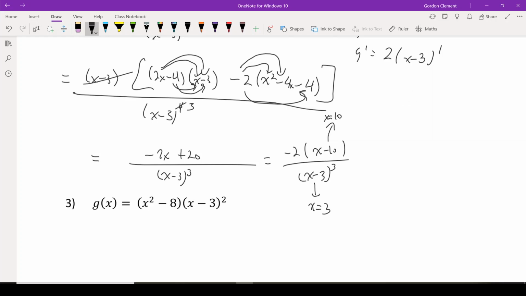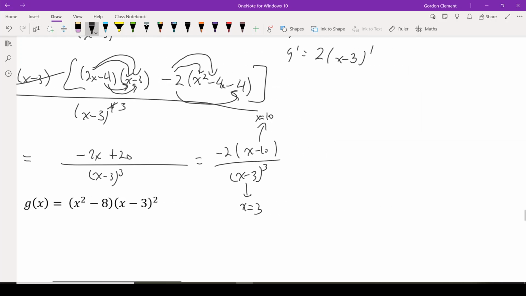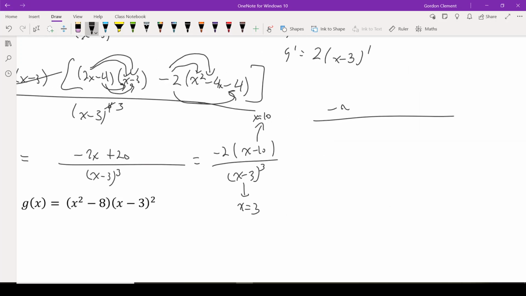From there, this is an example where I wouldn't bother with the second derivative test because I'd have to do another quotient rule, and then I'd have to plug in those two values, and maybe it just doesn't work at all. So here is where I would do a factor table and do my first derivative test.